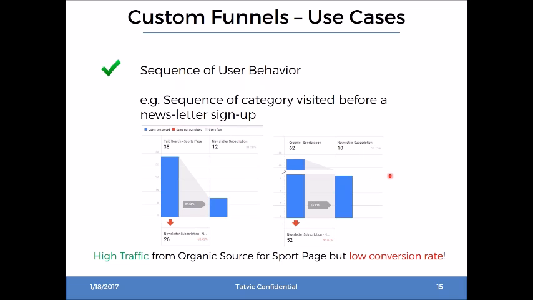You can see that there is very high traffic from organic for the sports page, but very low conversion rate. Isn't this something you would like to discuss with your SEO team and get the next steps of identifying lower performing URLs and then optimize on those particular URLs?